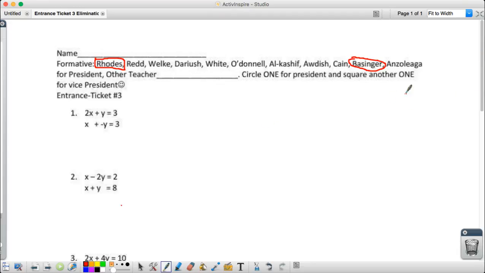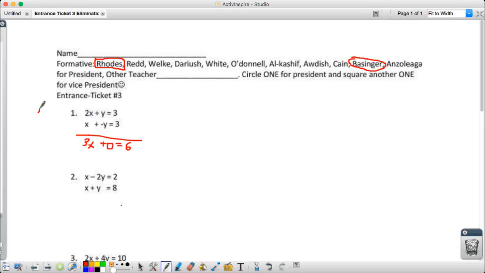All right, so let us begin. For number one, it's an easy problem. You don't need to actually do anything first. And so you're just going to add. That's all you're going to do. 2x plus x is 3x. y minus y goes away. 3 plus 3 is 6.